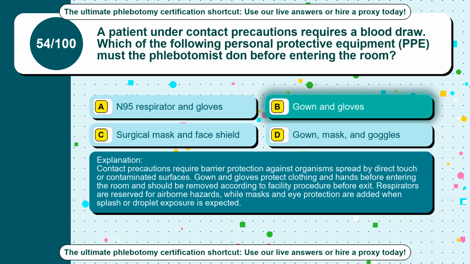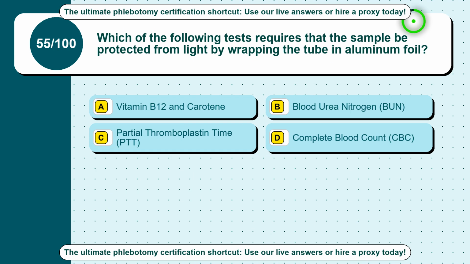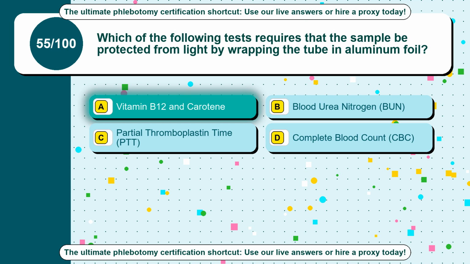Question 55. Which of the following tests requires that the sample be protected from light by wrapping the tube in aluminum foil? Option A, vitamin B12 and carotene. Option B, blood urea nitrogen, BUN. Option C, partial thromboplastin time, PTT. Option D, complete blood count, CBC. The correct answer is option A, vitamin B12 and carotene.